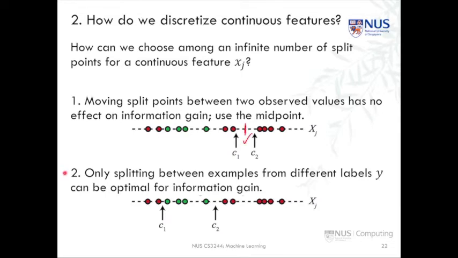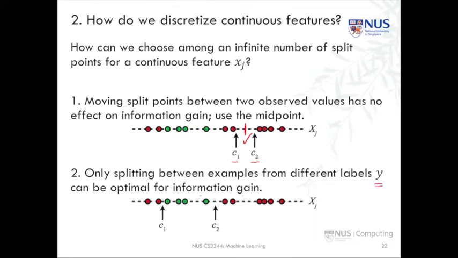And we can also see that splitting only between examples from different labels y would be optimal for information gain. If we split within a class, as we have done in the previous line, for example C1 and C2, there is no difference in the classification value. They're both red. So we should choose to split only between cases where the labels y change.